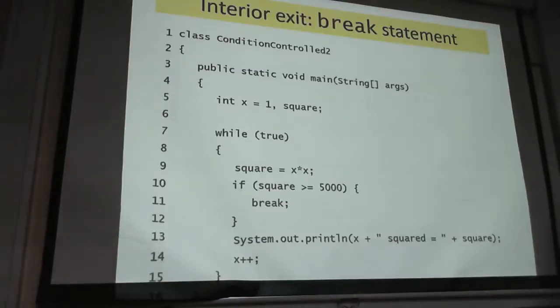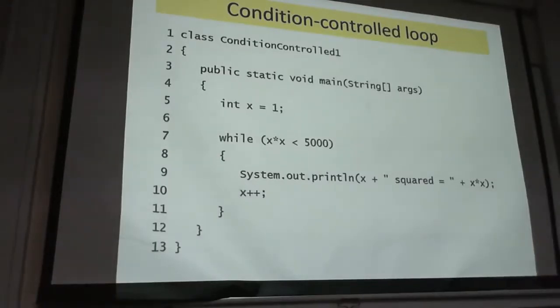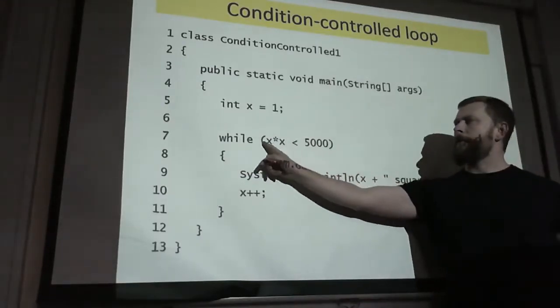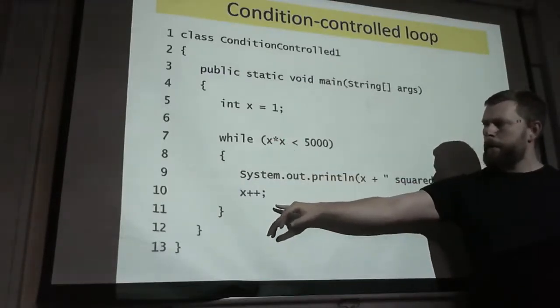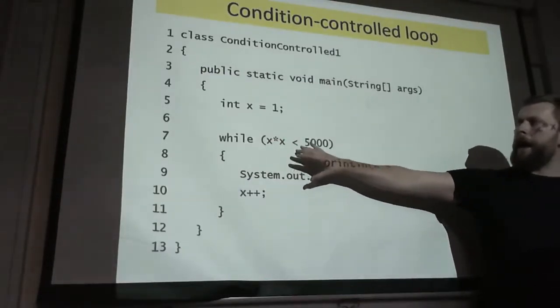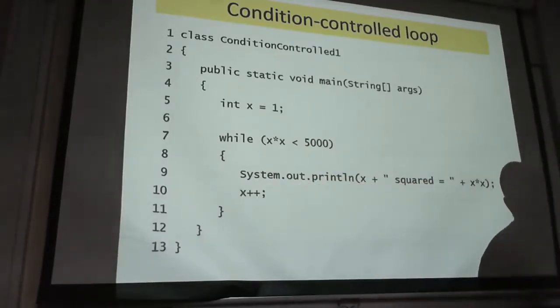Why would you want that compared to that? Can anyone think? Why would I change my evaluation up here and not have that, but have an exiting point somewhere in the middle of the loop?